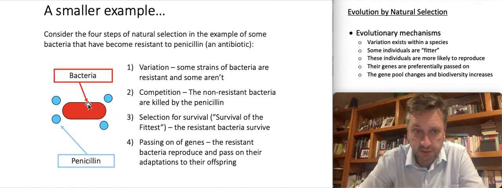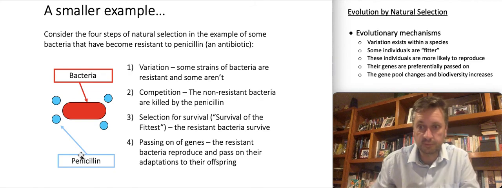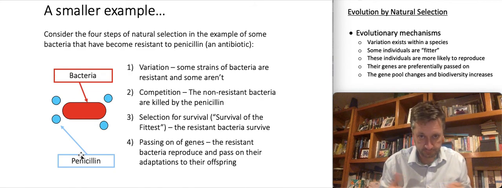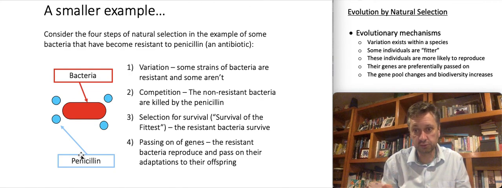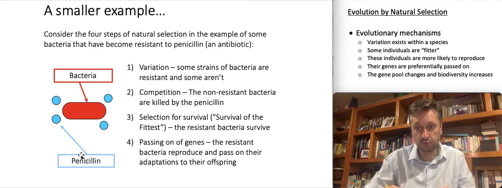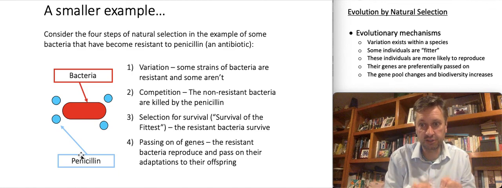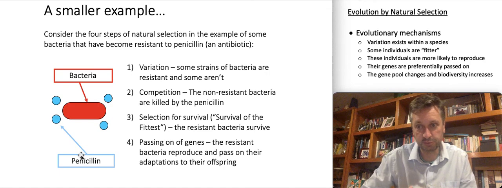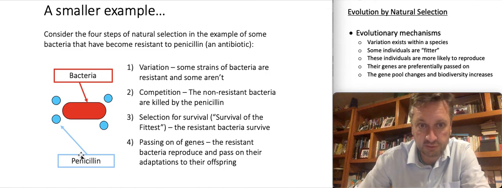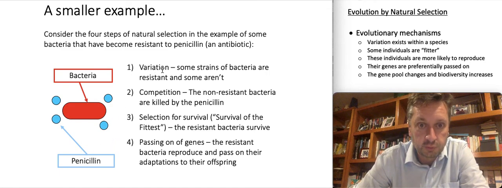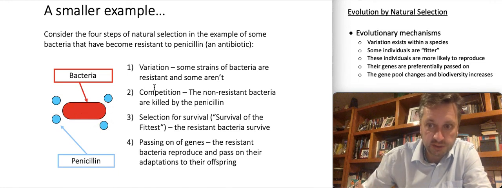Here we have bacteria. We treat them with antibiotics such as penicillin. Penicillin acts on some individuals that are not penicillin resistant, but there are individual bacteria that are penicillin resistant, so therefore we can see a selection pressure or a selection difference between those individuals with different genotypes. So number 1, variation exists within the population of bacteria. Some are resistant and some aren't.